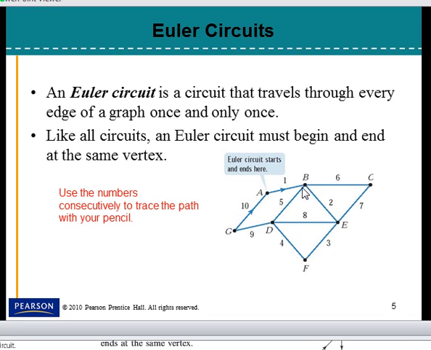And this is a good way to label your edges when you're doing your Euler diagram. When you go from one thing to another, make that number one. Then when you go from there to the next thing, make that number two.